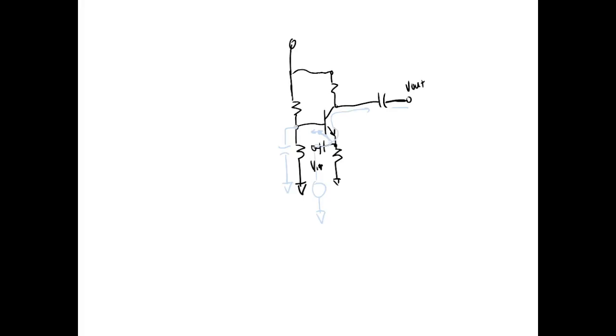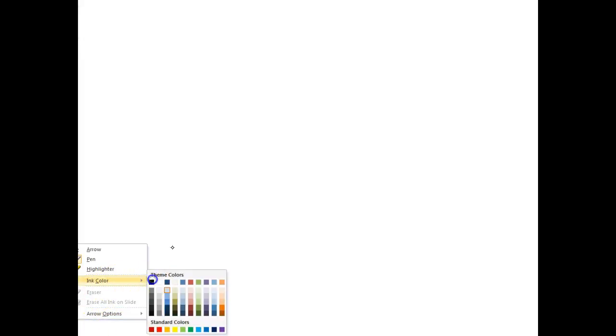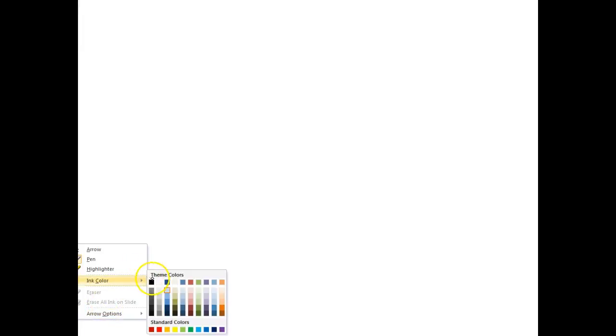So the other guy that we're going to run into a lot that we need to understand is the common collector, also referred to as the emitter follower. And we'll show y'all voltage divider bias. And this guy's actually easier to calculate than the common emitter because we don't have a collector resistor.